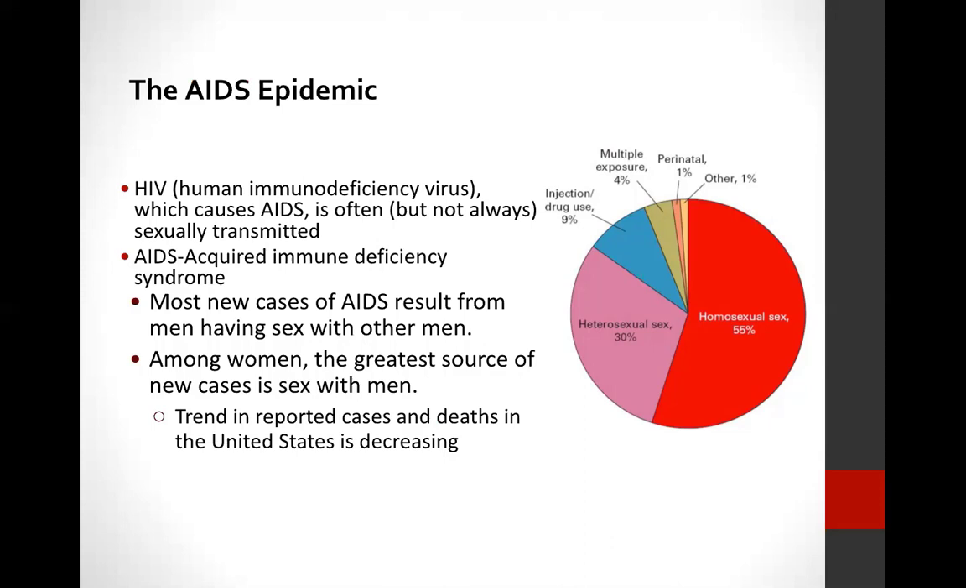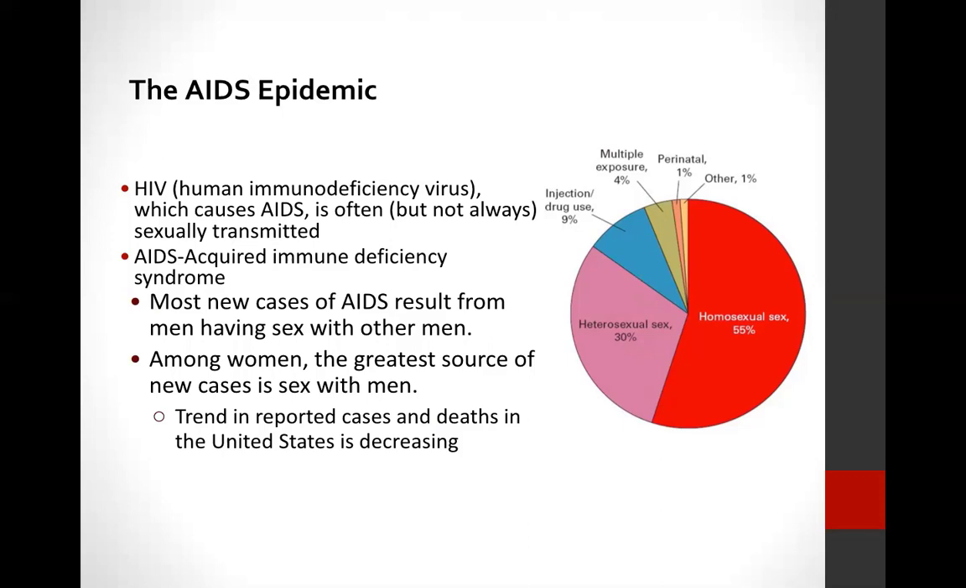Now, after some of these great strides in the 70s, there was unfortunately a setback in the community of a really sad health crisis, and that was the AIDS epidemic. HIV, human immunodeficiency virus, which causes AIDS, acquired immune deficiency syndrome, is largely, but not always, sexually transmitted.